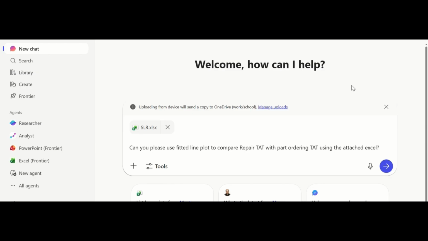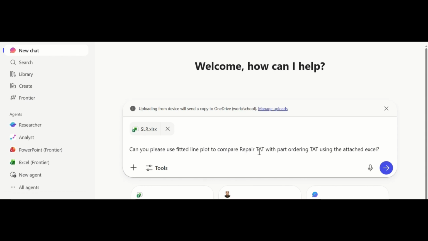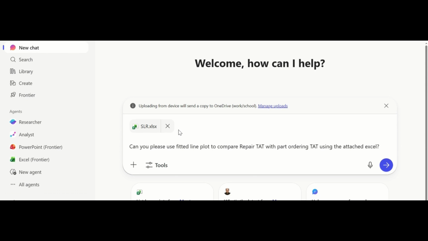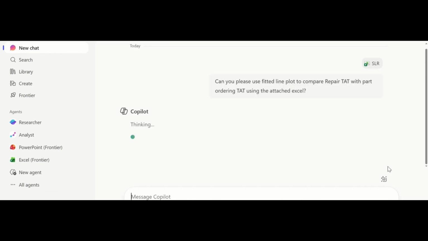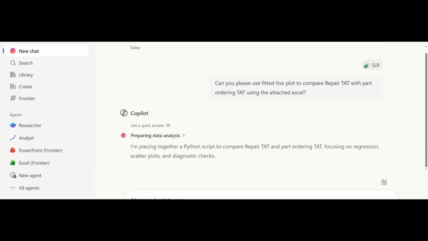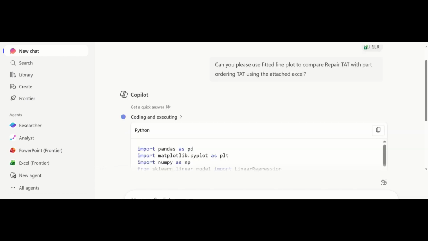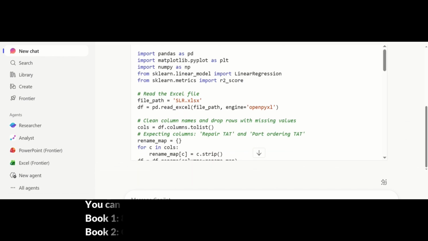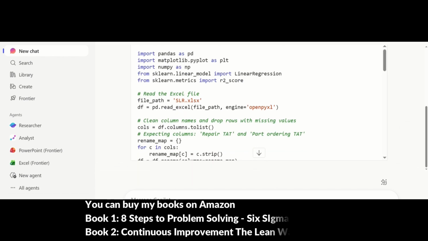In Copilot, I have the question written here which says, can you please use the fitted line plot to compare repair turnaround time TAT with part ordering turnaround time using the attached Excel sheet. I have also attached the Excel sheet in which I have similar data as I showed you in Minitab. I click OK. It is going to take some time. It is running a Python script. It is also showing us that script. Excellent.